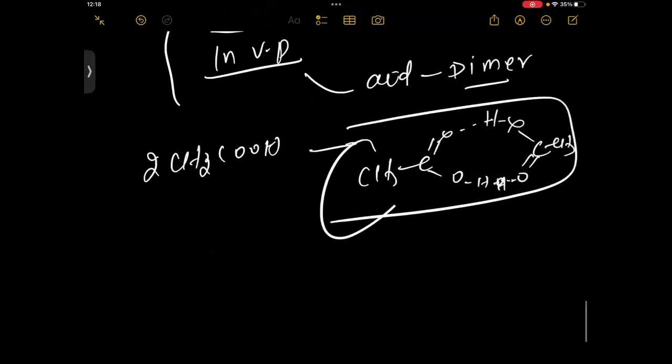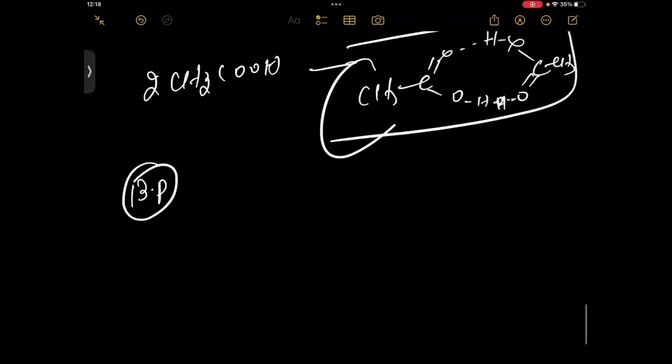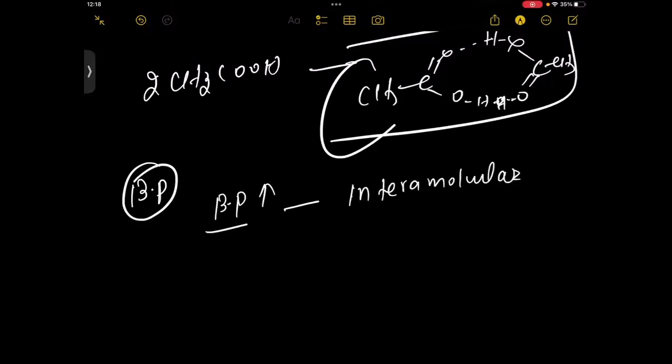Okay. Now we talk about the boiling point. Of course, acid has a higher boiling point because of intermolecular hydrogen bonding. So of course it has a high boiling point. Why high boiling point? Because of intermolecular hydrogen bonding.